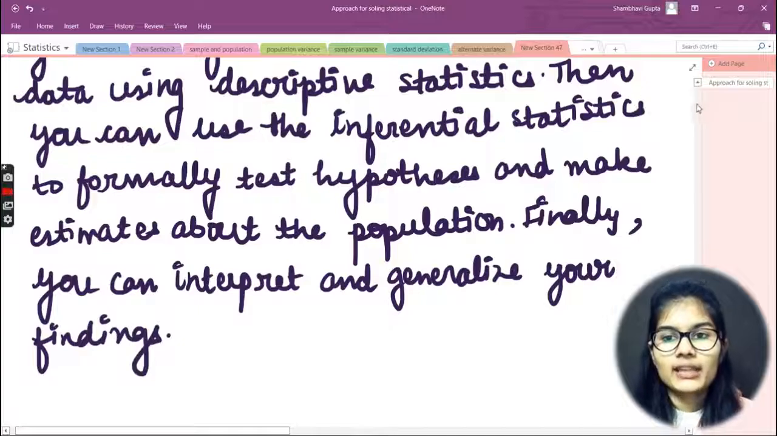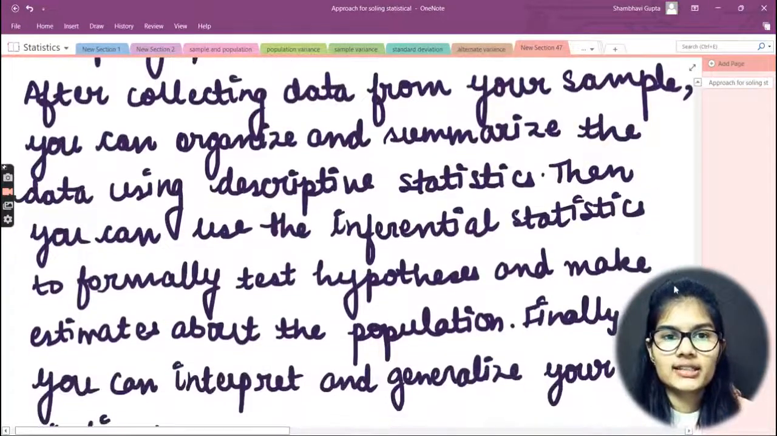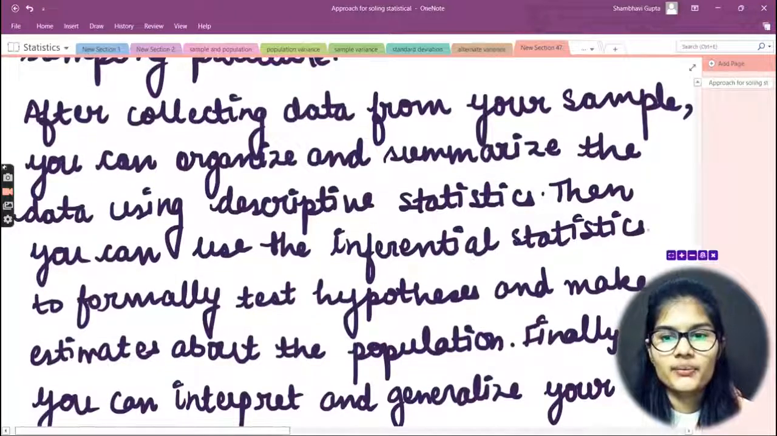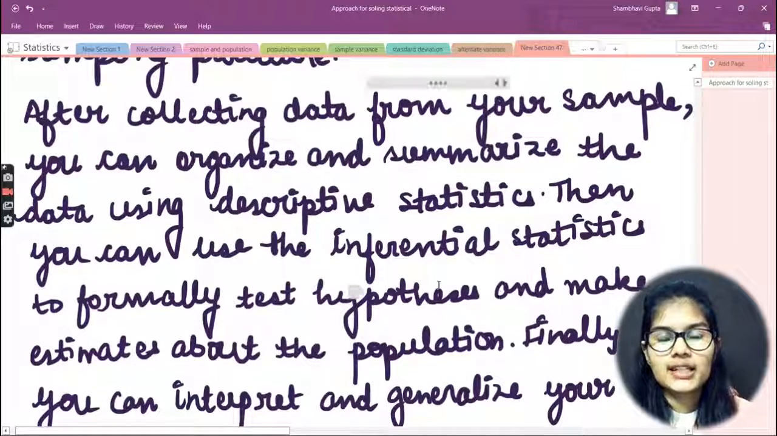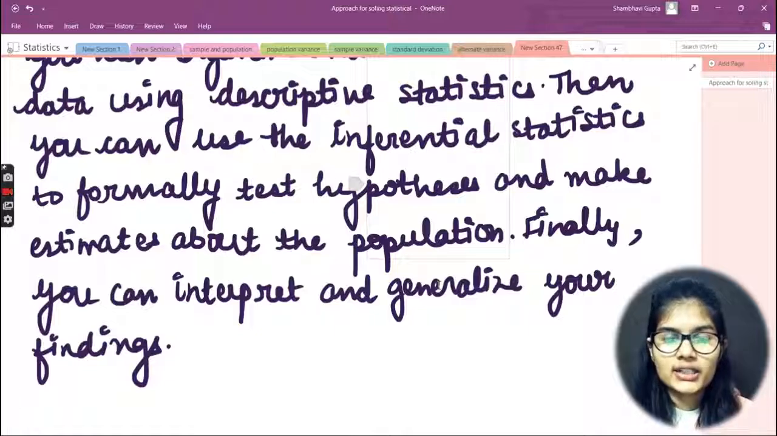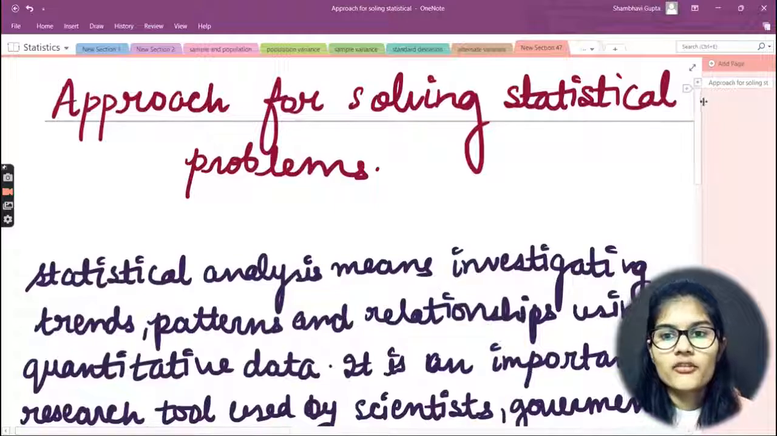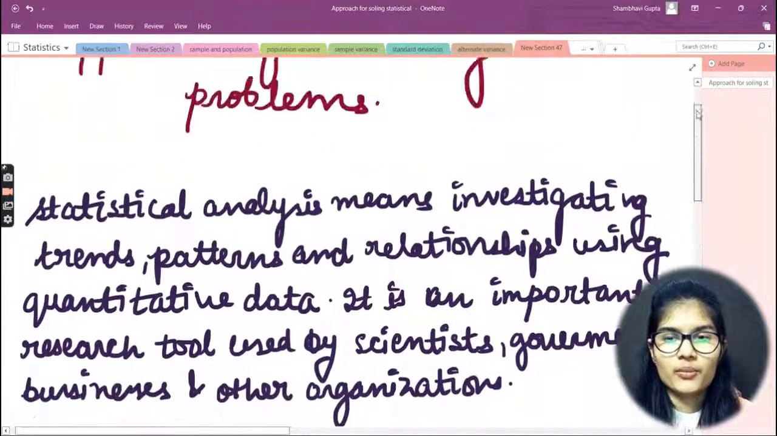So further, after collecting the data from your sample, you can organize and summarize the data using the descriptive statistics. Then you can use that inferential statistics to formally test the hypothesis and make the estimates about the population. Then finally, you can interpret and generalize your findings. This is the approach for solving statistical problems.